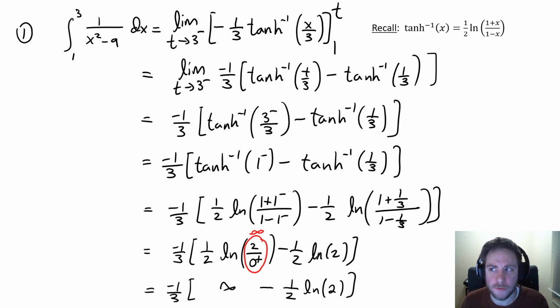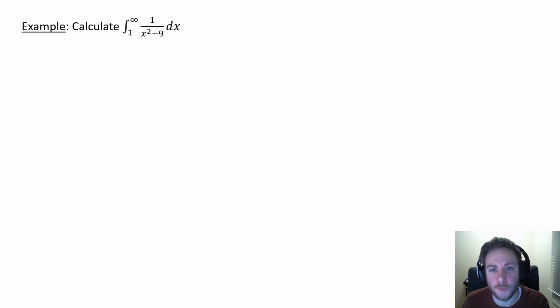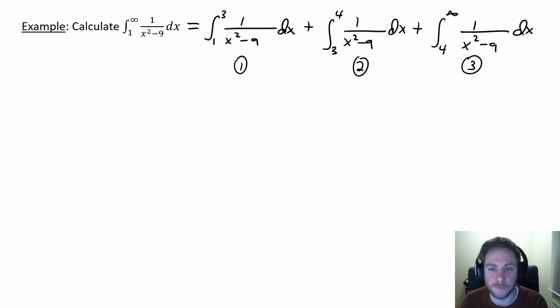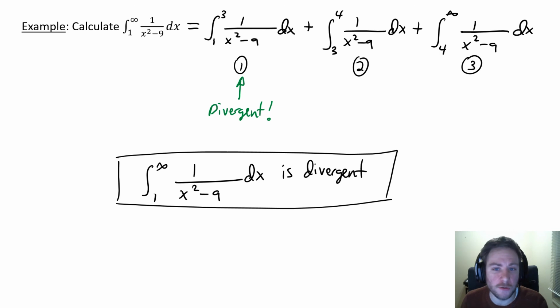Now, subtracting 1/2 of ln 2 is not going to stop this result from going to infinity, but it'll end up being negative infinity due to the negative in front of these square brackets. If you go back to the integral we were asked to calculate, as a first step, we broke this up into these terms, which we labeled as 1, 2, and 3. We just found that this first term represents a divergent integral. Because of that, we don't even need to bother calculating the other two terms. Instead, we conclude that the original integral is also divergent, and that concludes this example.